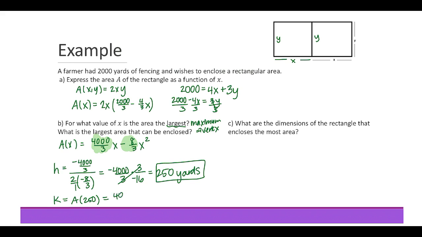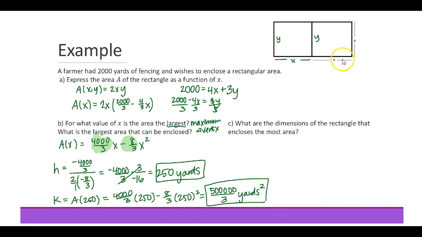So that's 4,000 over 3 times 250 minus 8/3 times 250 squared. And that value ends up being 500,000 over 3 yards squared. So remember that the output would be an area. An area has units that are squared, but the input is just x, right? X is one of the sides of the fence, so that's just in yards.